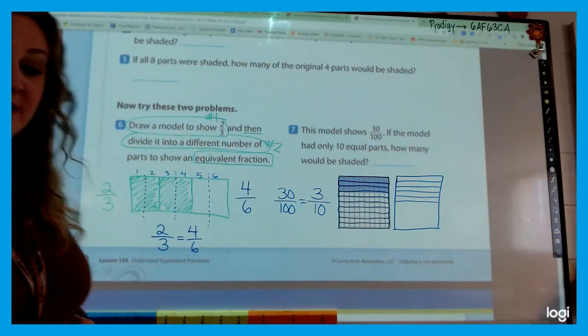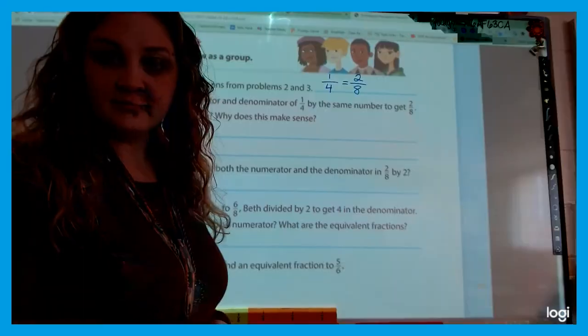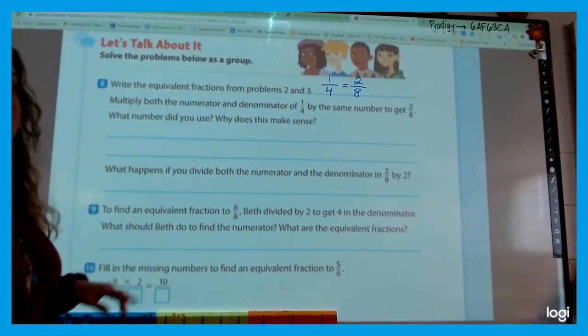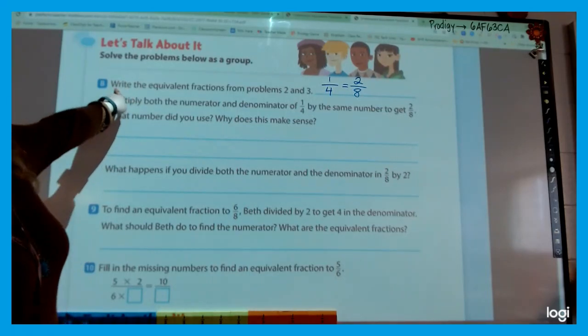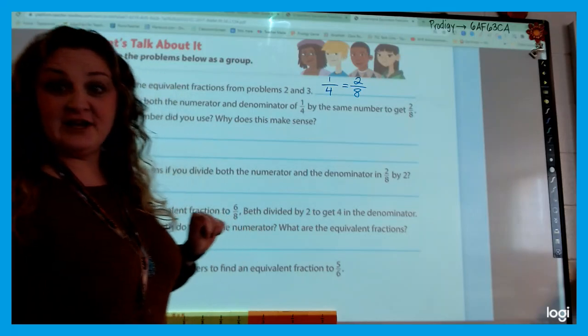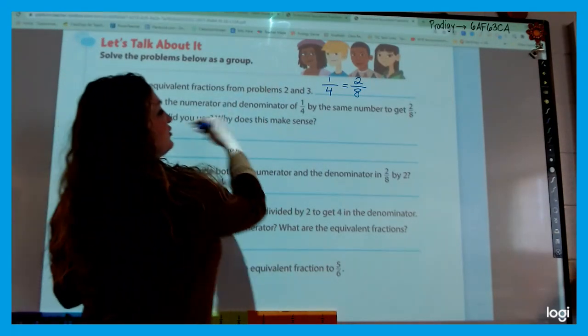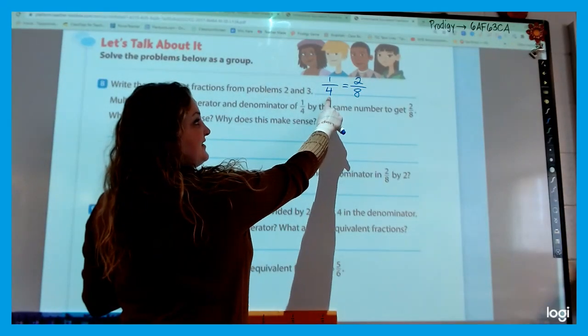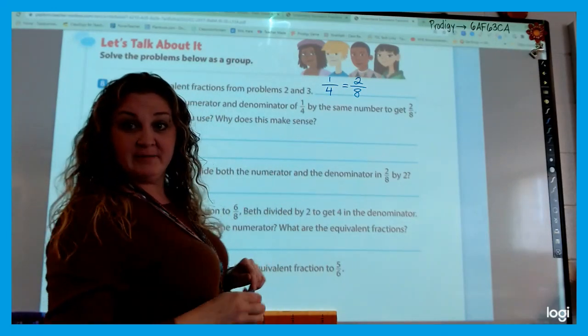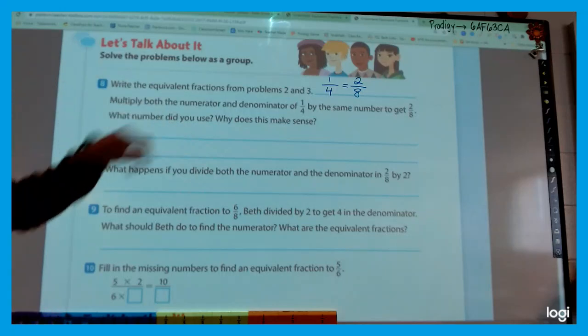All right, give me 1 minute to pause to get to my next page. Okay, so now we are on the last page, and up at the top it says to write the equivalent fractions from problems 2 and 3 on the page before. So I've already copied those over. So our equivalent fractions, we've realized that 1/4 is the same as 2/8. Okay, remember on our circle diagram, the first problem? So all I've done is copy those over.